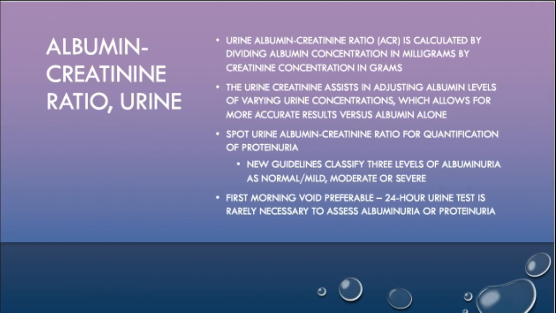If the urine dipstick is positive for protein, the albumin level is already greater than 300. So you want to make sure that you follow up with a quantitative urine protein. And this is something that's just recommended by the American Diabetes Association.